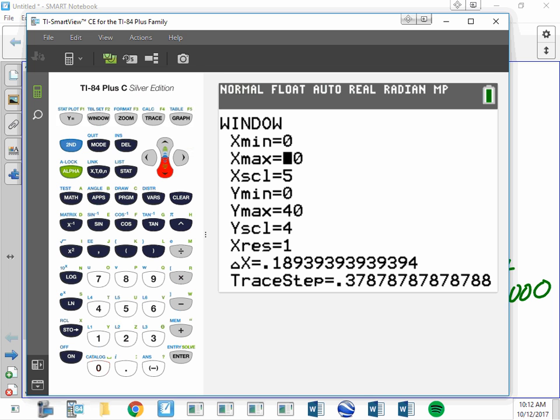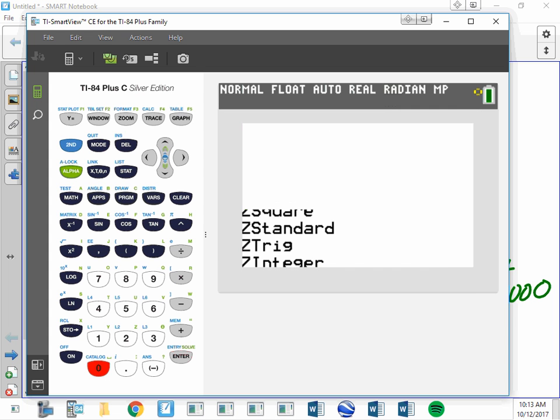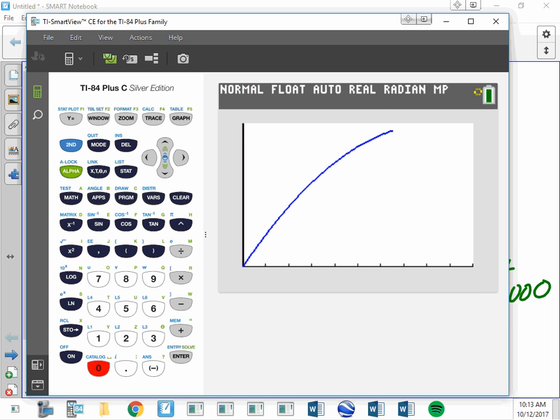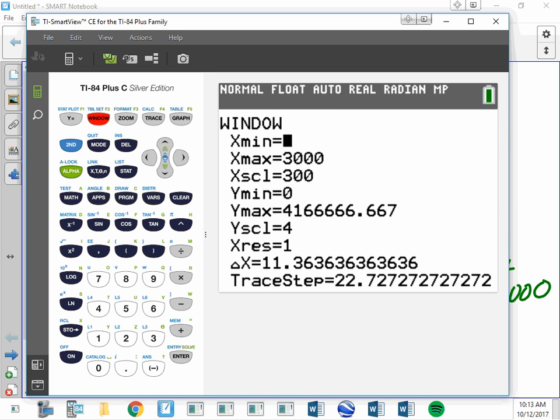So I'm going to say 3,000. And I'm going to count by 300. And then zoom fit. Did I capture the maximum? Yeah, I did. So my maximum is over here at 3. So for left bound, maybe I'll do 1,500. I did 0 to 3,000.